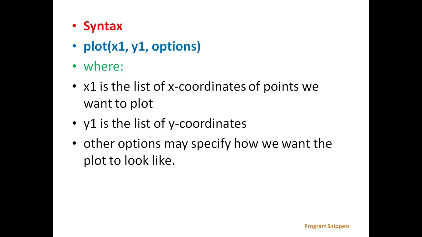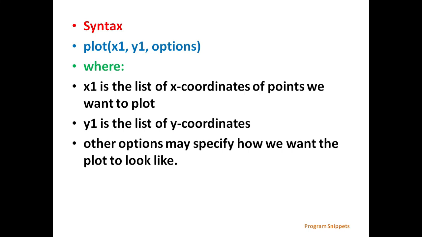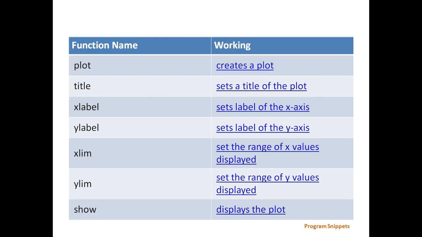General syntax is plot(x1, y1, options), where x1 is the list of x coordinates of points that we want to plot, y1 is the list of y coordinates, and options may specify how we want the plot to look like. Different functions in pyplot are: plot, which is used to create a plot. Title is used to set the title of the plot. xlabel sets the label of the x-axis, and ylabel sets the label of the y-axis. xlim sets the range of x values that are displayed, ylim sets the range of y values that are displayed, and the show function displays the plot.